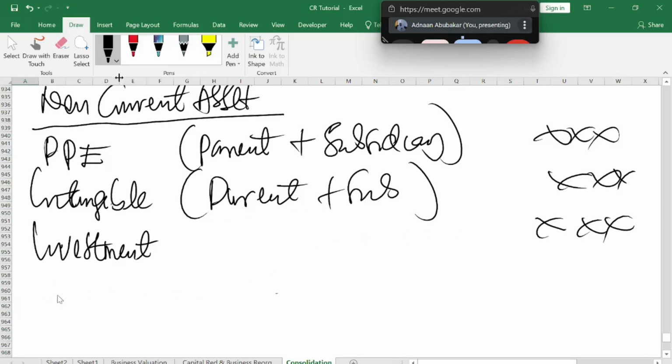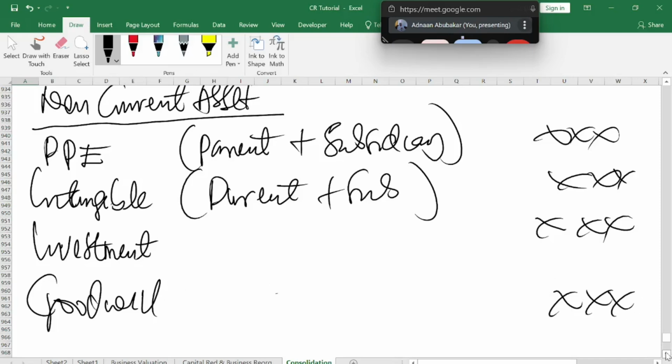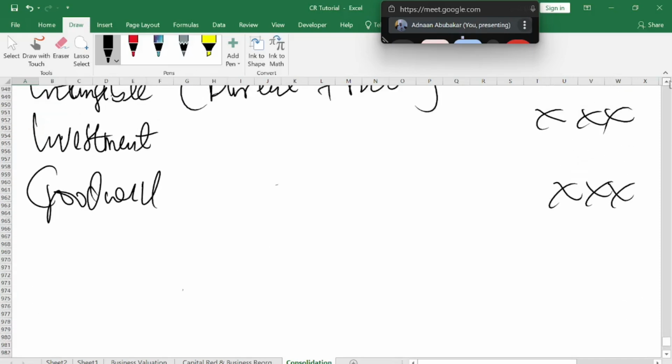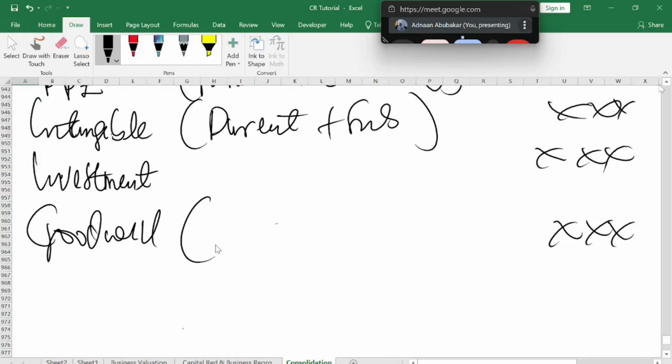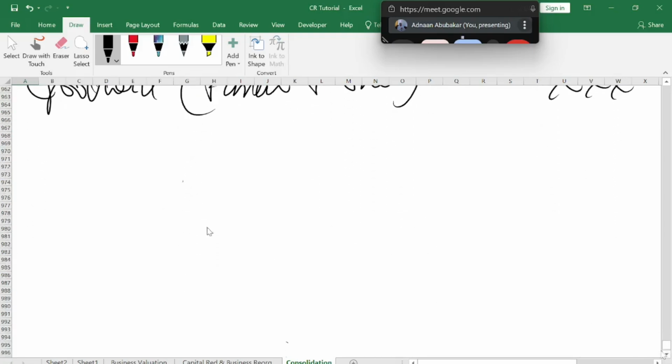You also have maybe your goodwill. Goodwill is worth noting: you can have it for only the parent, or you can have it for the subsidiary. The reason why I'm bringing this one up is because of complex groups. In a complex group, you have more than one goodwill.